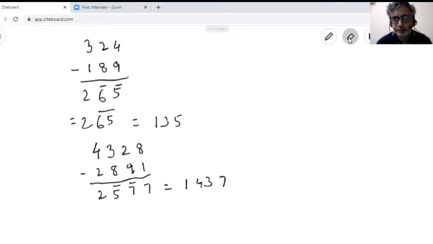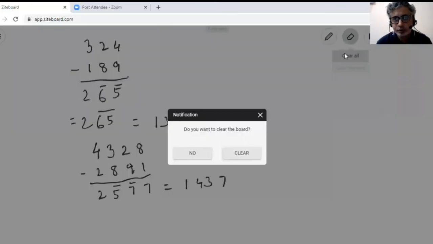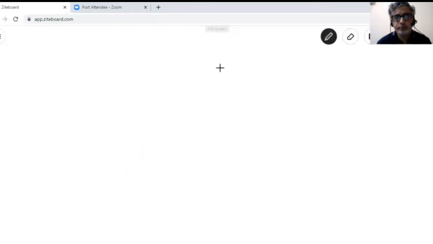Let me clear the whiteboard. As you can see, Vinculum is a very important concept in Vedic mathematics and also in normal mathematics. And I have learned that in schools also they teach this method.